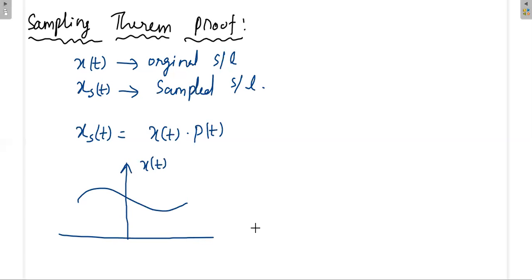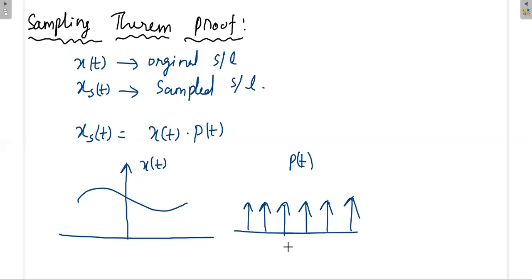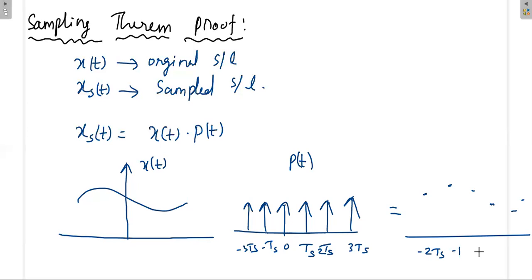Again, the pulse train is like this, p of t, with an interval of Ts. Once you multiply these two, we get samples like this. So to get the sampled version of the signal, the original signal has to be multiplied with the pulse train.